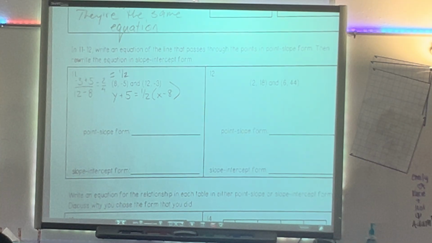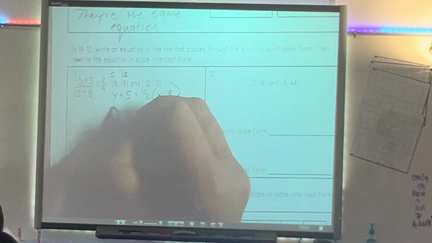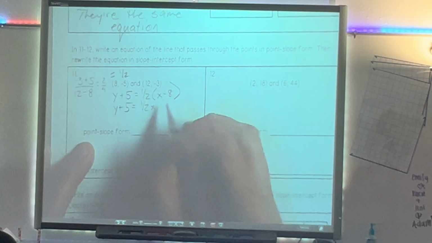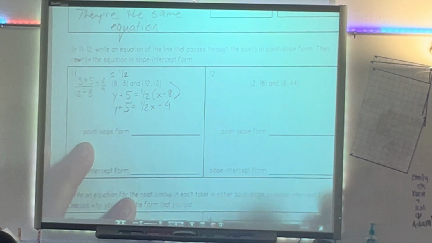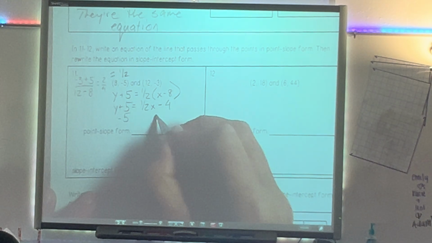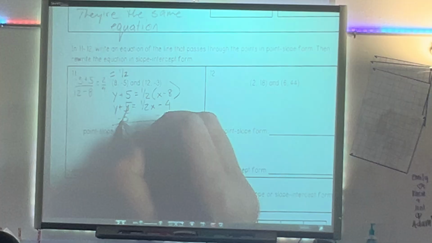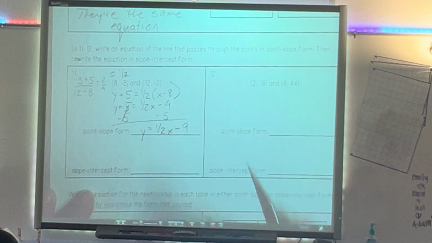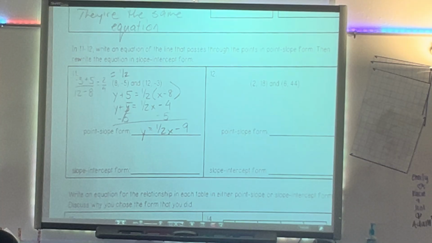All right, now my process is going to be the same, so y plus 5 stays. Distribute the half, half of 8 is 4. Now I just need to subtract 5, that goes away, and I've got y is equal to 1/2 x minus 9. Now, that's on my point slope line, and I didn't write it down there on my slope intercept. I'm not rewriting that, okay?